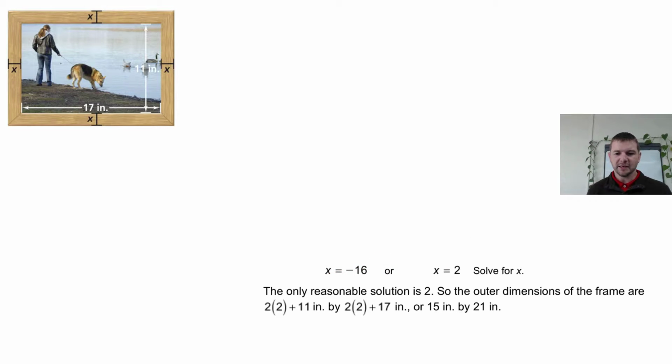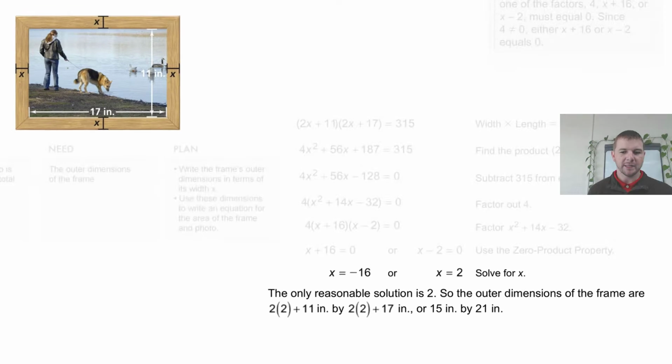So the outer dimensions of the frame are 2 times 2 plus 11 inches by 2 times 2 plus 17 inches, or more simply, 15 inches by 21 inches.